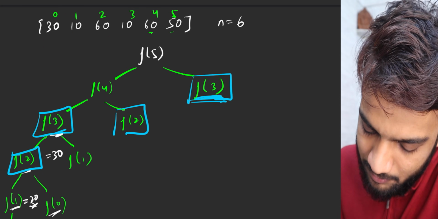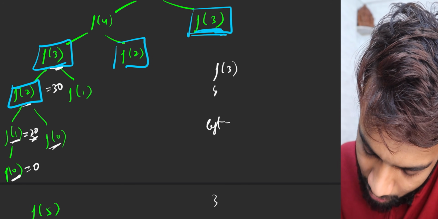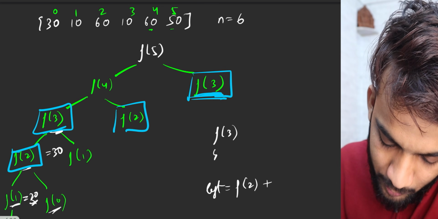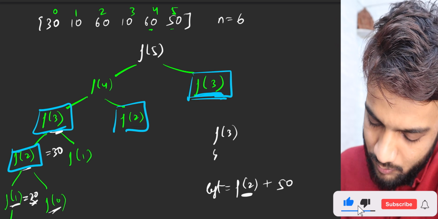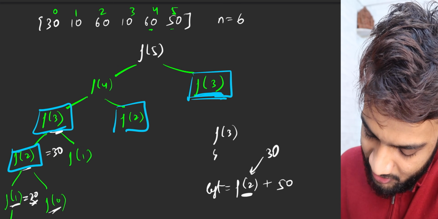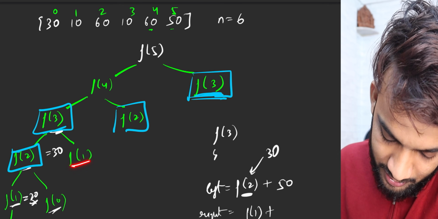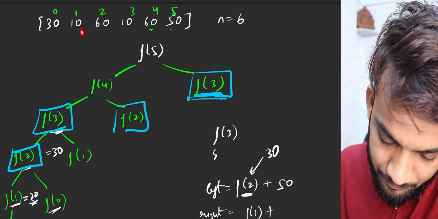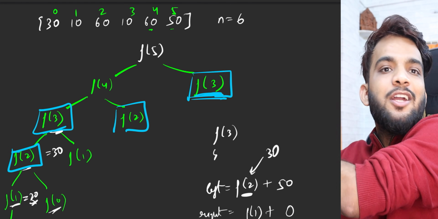Now again, similarly f of 3. When you're at f of 3, understand, there is a left call of f of 2 plus the absolute difference from 3 to 2, which is 50. So you can just take a plus 50. What is f of 2? It has returned 30. Correct? What's the right jump? The right jump is f of 1 plus, from 1 to 3 will be 0. So plus 0.